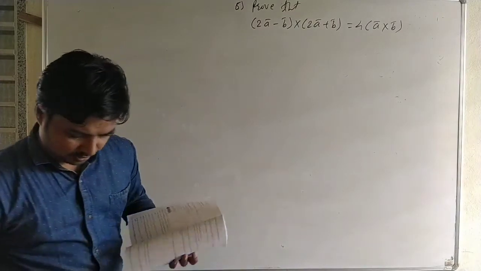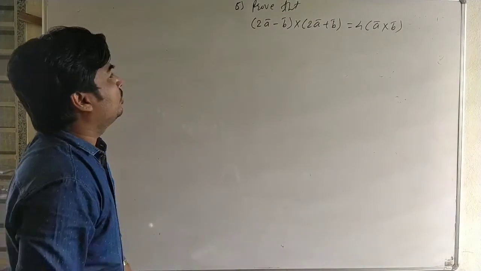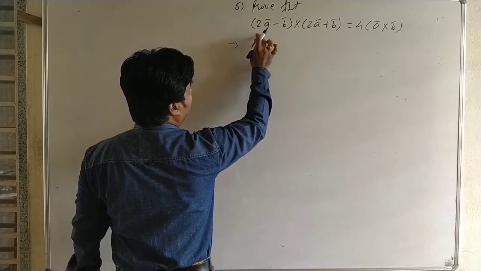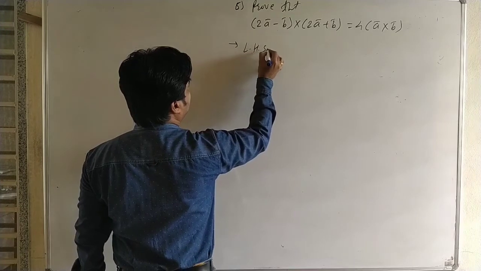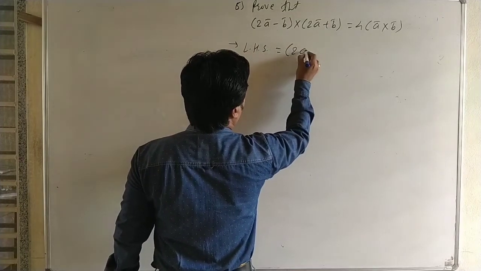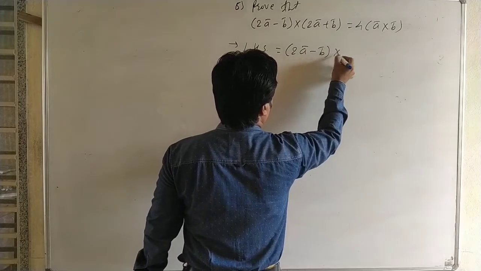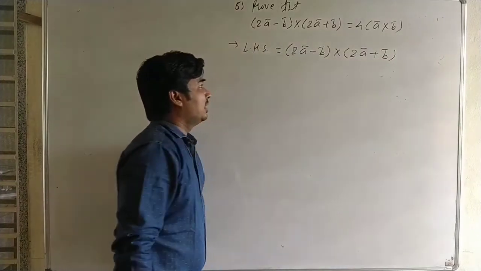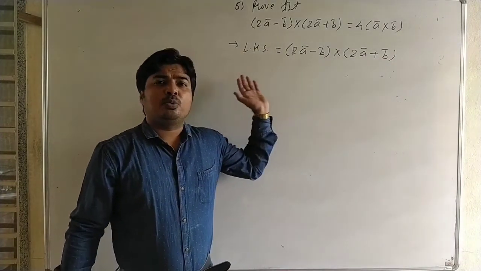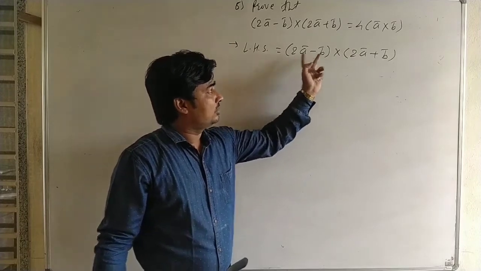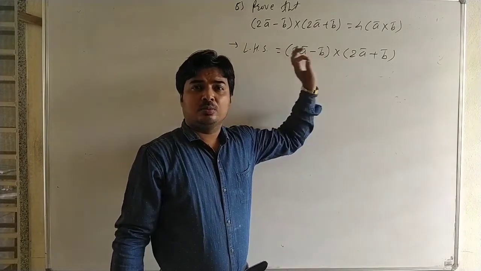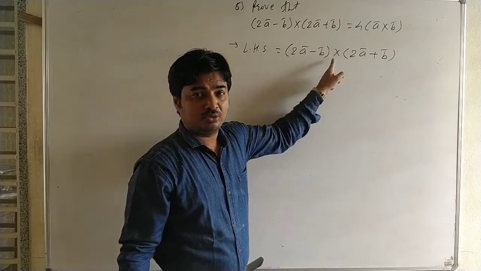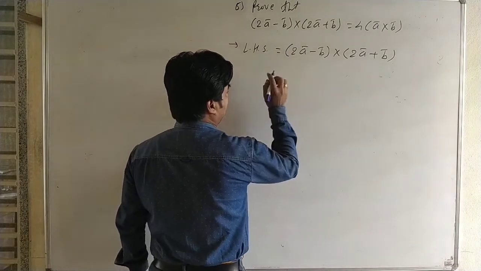Okay, here see carefully. Here we use only the properties of the vector product. Now it is LHS: (2a bar minus b bar) cross (2a bar plus b bar). Here we take a straight product of two vectors. It is two terms, two brackets, straight product of two brackets, but here the product is a cross product, and we find the product of the vectors.